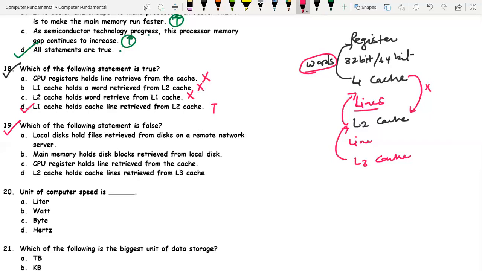Let's move to question number 19. Which of the following statements is false? Wait a minute, what's this message?